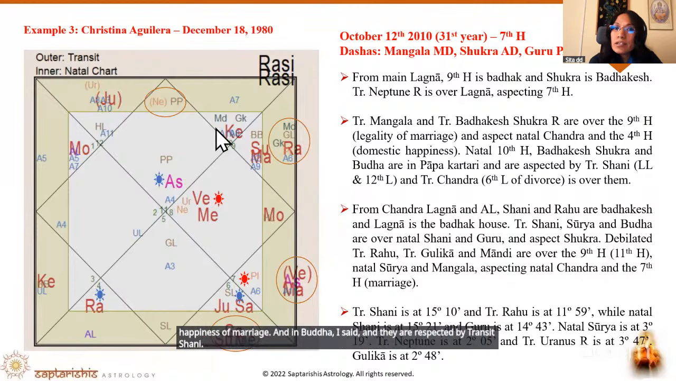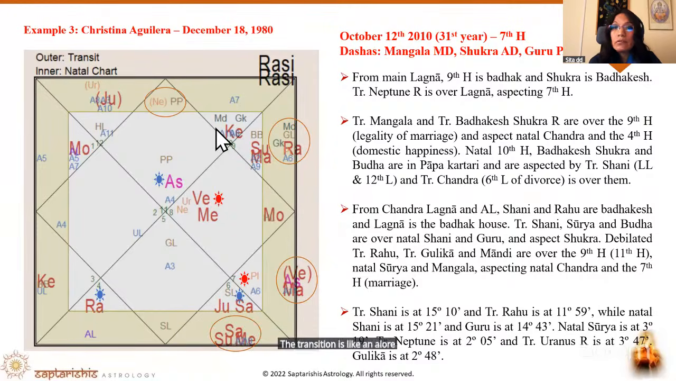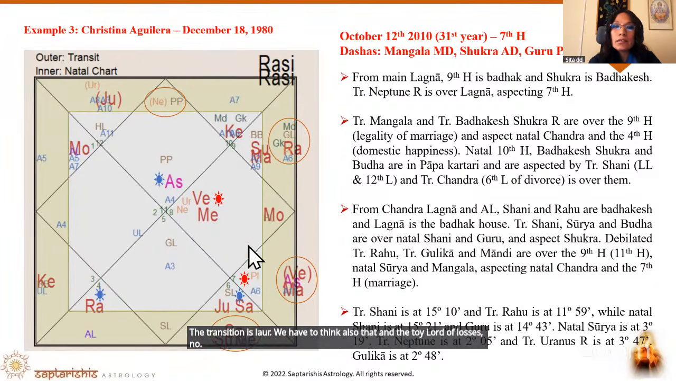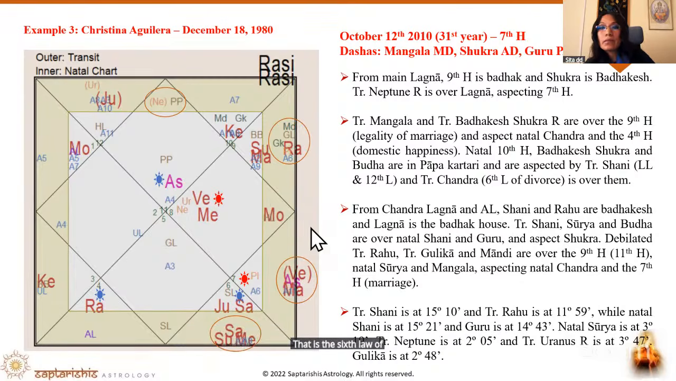Transit Shani is the Lagna Lord. We also have to think of the 12th Lord of losses. And transit Chandra is also there, which is the 6th Lord of divorce. And from Chandra Lagna and Arudha Lagna, which are the same for her, Shani and Rahu are the Badhakesh, and the Lagna is the Badhaka house.